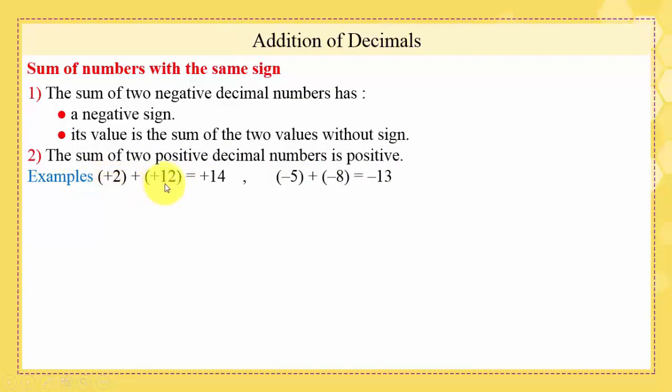Look here, plus 2 plus 12, the same sign. We put the plus and we add 2 plus 12, 14. Minus 5 minus 8, the same sign. We put the sign minus and we add 5 plus 8 equals 13.